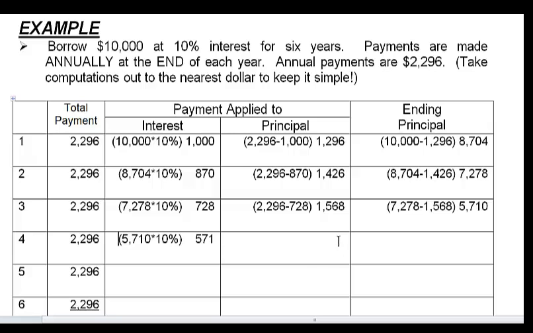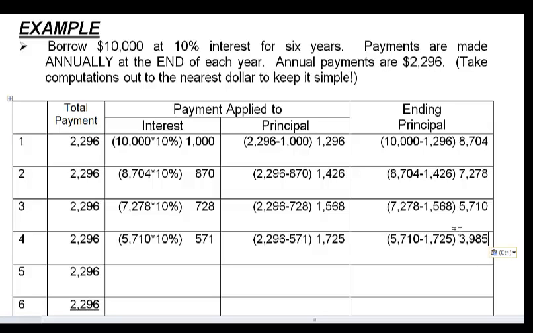How much goes toward principal? I'm going to take my total payment of $22.96, subtract the $571 that went toward interest, and that says that I would have $1,725 going toward principal. What is my ending principal balance at the end of year 4? It's going to be my $57.10 ending principal at the end of the prior year, minus the $1,725 I applied toward principal of this payment. Says I owe $3,985 at the end of year 4.